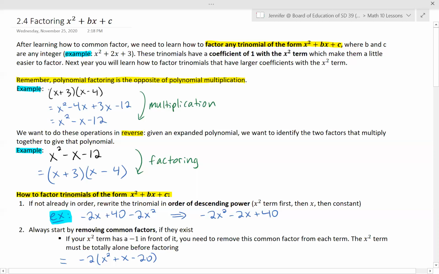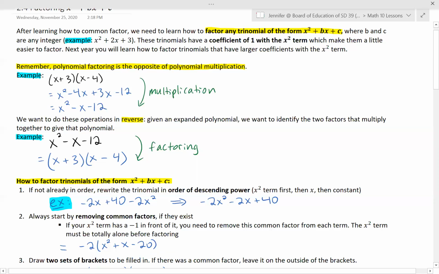So for example, if we're given these two sets of brackets, we know how to multiply these using one of the 4 methods we learned. I use the FOIL method. And then we get this expanded trinomial here, x squared minus x minus 12. Factoring is doing these operations in reverse. So given an expanded polynomial, can we come up with the 2 sets of brackets that will multiply together to give that polynomial? So we're just going the opposite direction.